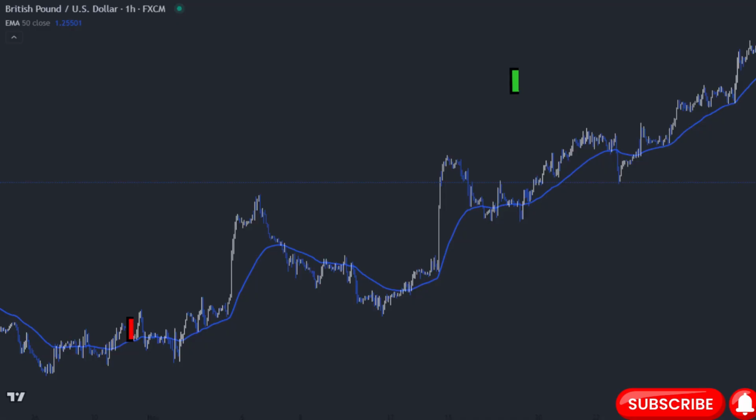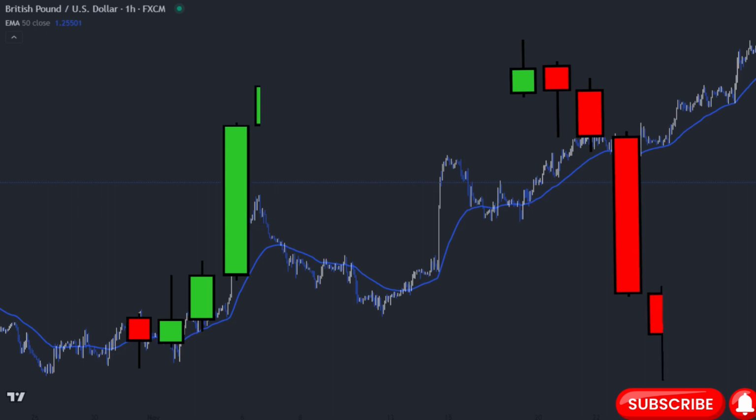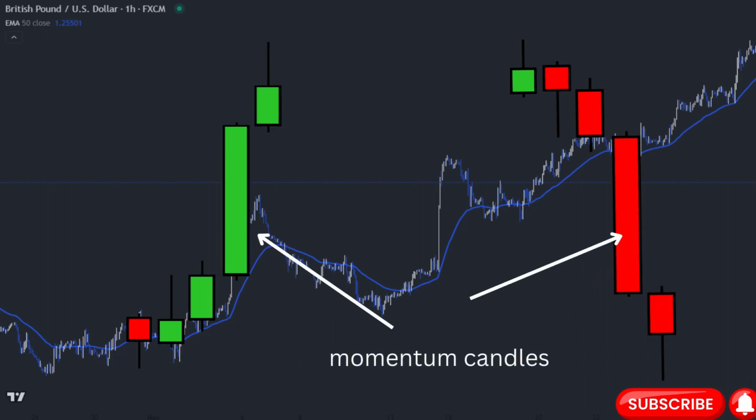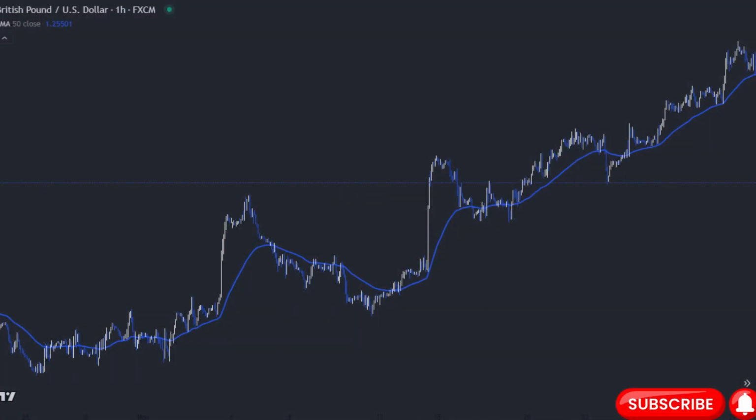Rule number 2 involves use of momentum candles. What are these momentum candles? These are large candles with large bodies, but with small or no wicks. Now this is how we should use these momentum candles.